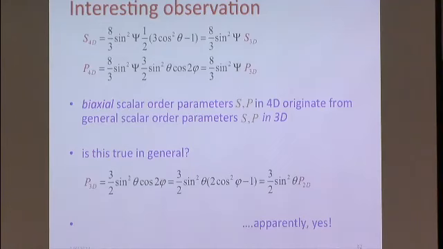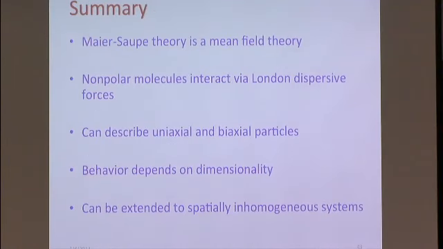Okay, I think that is the end of my talk, with the summary here. Maier-Saupe theory is a mean field theory that only considers the pair interactions, and I forgot to mention that we only consider the single molecule orientational distribution. Nonpolar molecules interact via random dispersive forces, and it can describe both biaxial and uniaxial particles, and the behavior depends on dimensionality. People can also make efforts to extend this Maier-Saupe theory to spatially inhomogeneous systems.